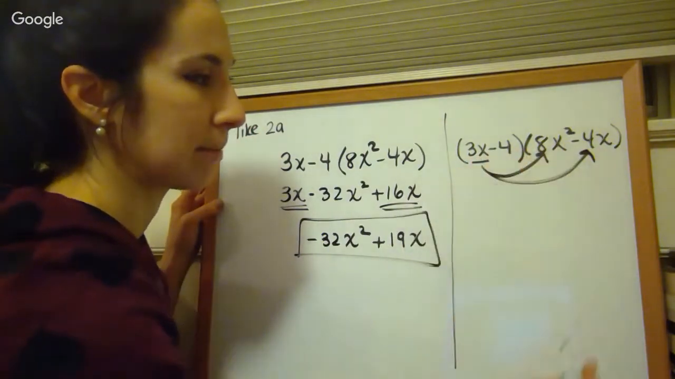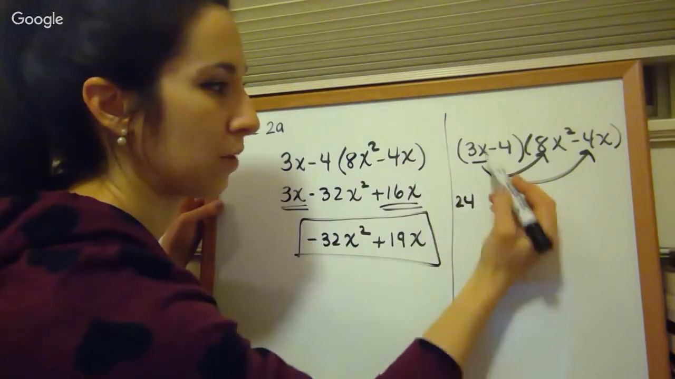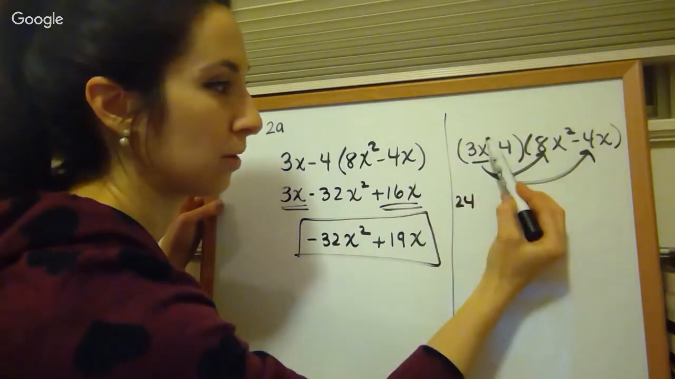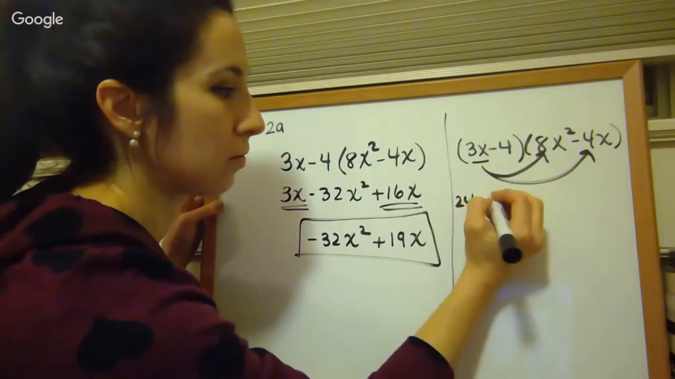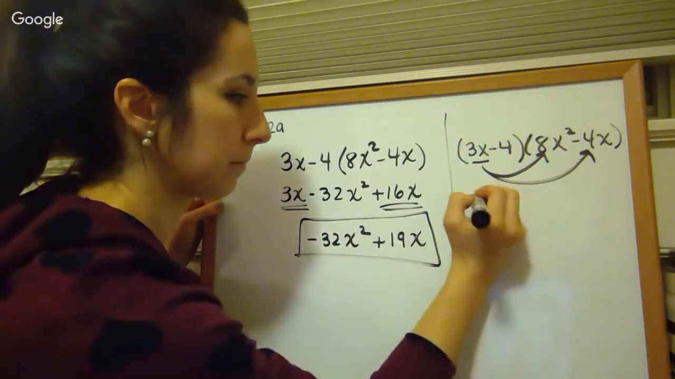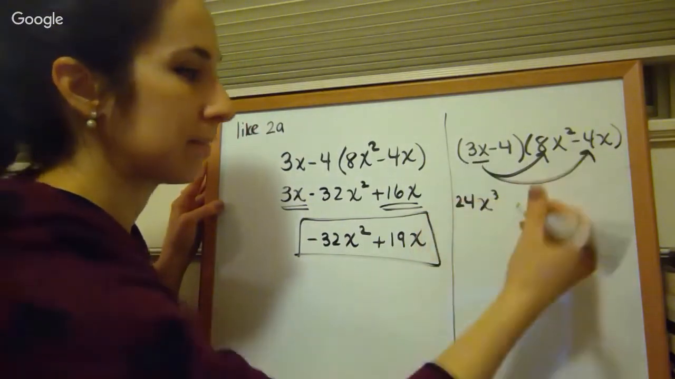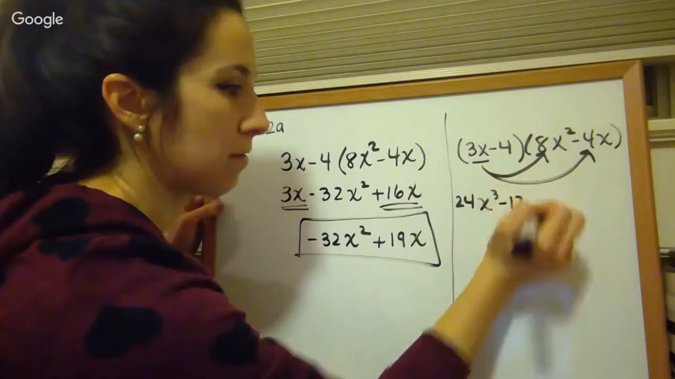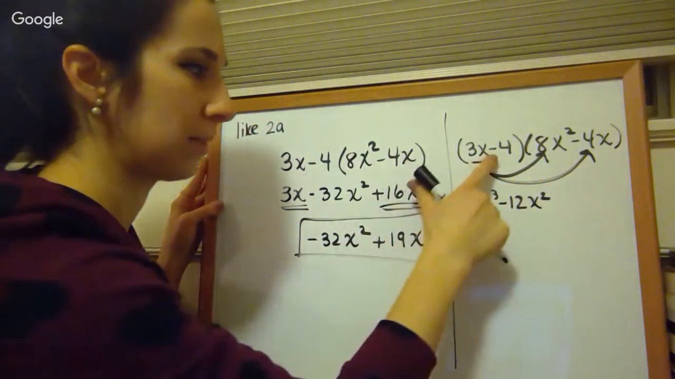So 3x times 8x squared is 24, and then we add exponents, so 2, and there's an implied 1, so x cubed. What's happening to my marker? X cubed. And then we've got 3 times -4 is -12, x squared. And so now I'm done with this guy.